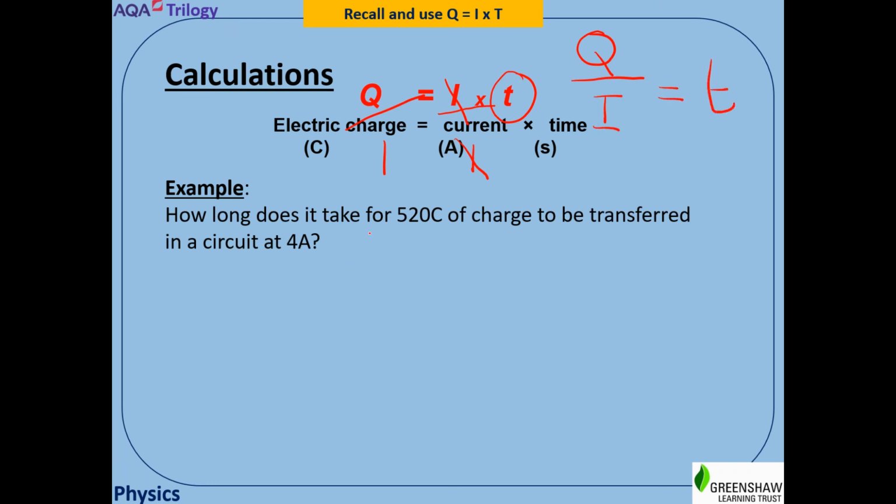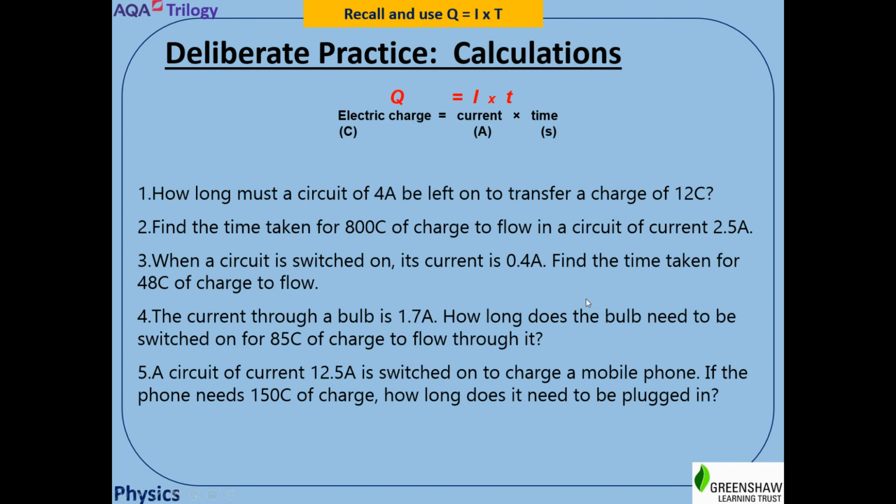So 520 coulombs divided by 4 equals 130 seconds. Go on and attempt these 5 questions of deliberate practice. Pause the video now.